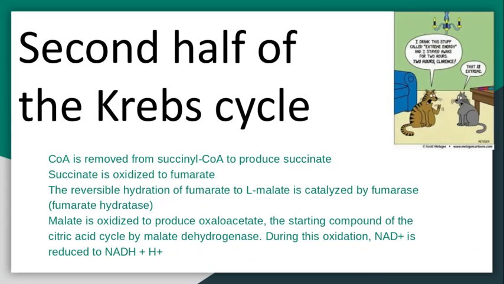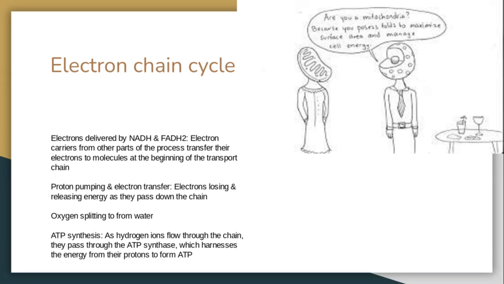The second half of the Krebs cycle. CoA is removed from succinyl CoA to produce succinate, which is oxidized to fumarate. The reversible hydration of fumarate to L-malate is catalyzed by fumarase.